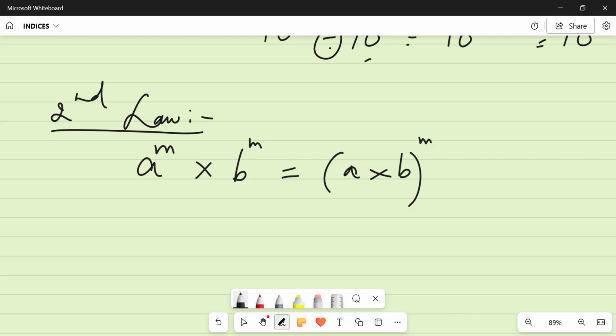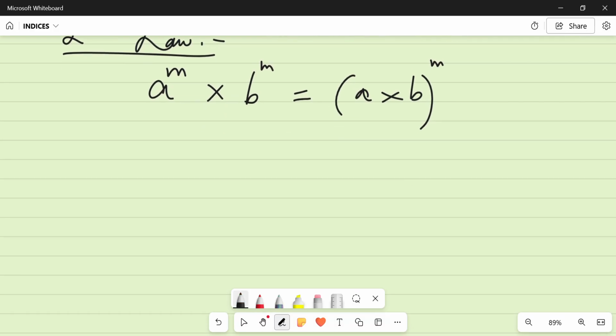So if two different bases with the same powers are being multiplied or divided, you can take the power common, right? In the second variation, like in division, a to the power m divided by b to the power m. How are you going to write down there? We can take one power common, right? This is the second law.